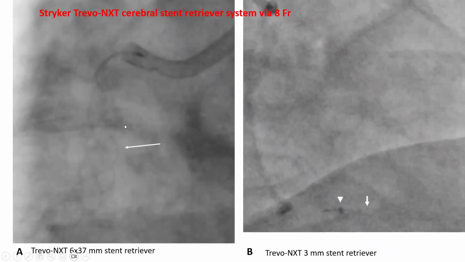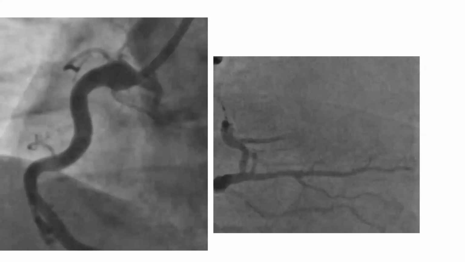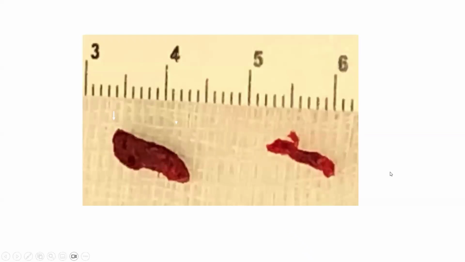You can see here, we deployed the stent retriever into the clot proximally, then we pulled it into the guide. We also deployed a stent retriever distally, a smaller one, 3 millimeter versus 6 millimeter proximally. We pulled it back and collapsed it into a catheter that was positioned distally. Then we pulled it all the way back into the guiding catheter. And this is the final result. We fully eliminated the thrombus here proximally and distally, and you can see the pieces that we retrieved.